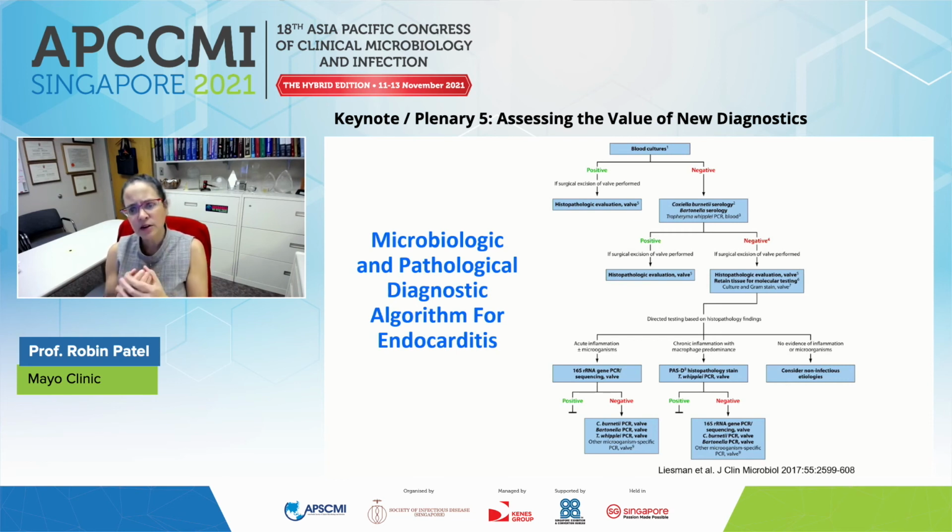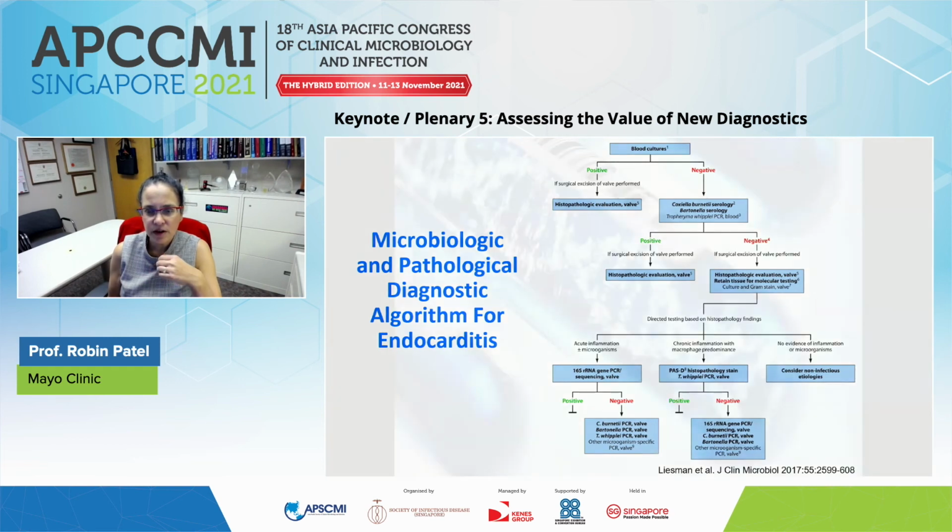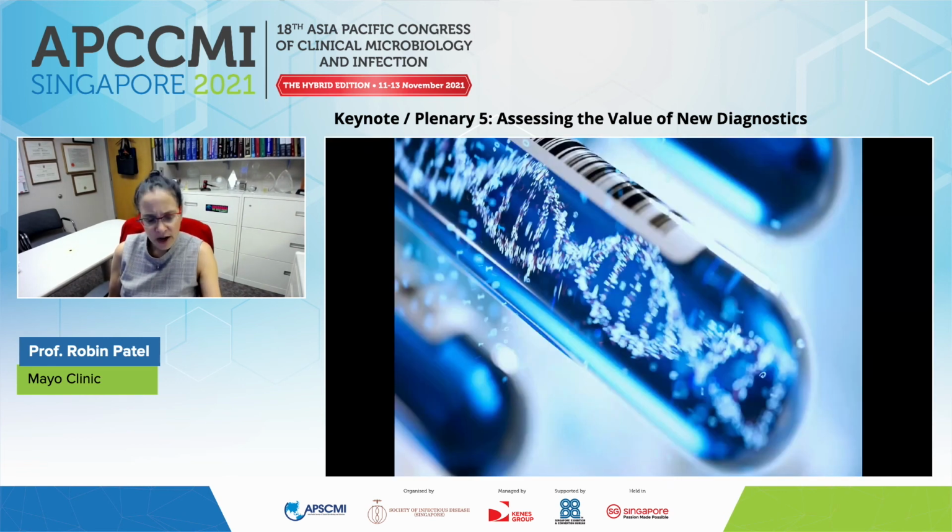And this study was really helpful to inform this kind of testing, because we at Mayo Clinic see a lot of cases of infective endocarditis, and this can be a challenging diagnosis to make, and this technology is really helpful in that regard. So I'm going to finish with one other sequencing-based technology, and that is shotgun metagenomic sequencing.